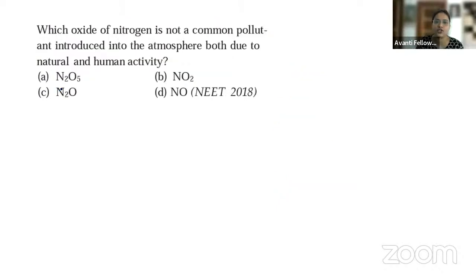Which oxide of nitrogen is not a common pollutant introduced into atmosphere, both due to natural and human activity? So we have given 4 options, and among them, which is not. See, you must read the question carefully. Not bola hai, okay? Nitrogen is not a common pollutant introduced into the atmosphere, both due to natural as well as human activity. So NO2, N2O, and NO, and N2O5. So there are four oxides of nitrogen given to us, and we have asked which is not a common pollutant. So can anyone answer this?